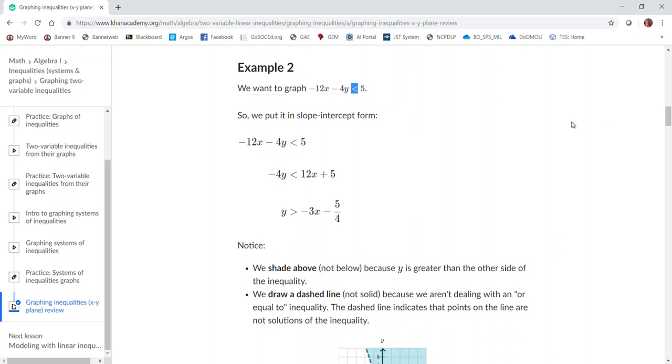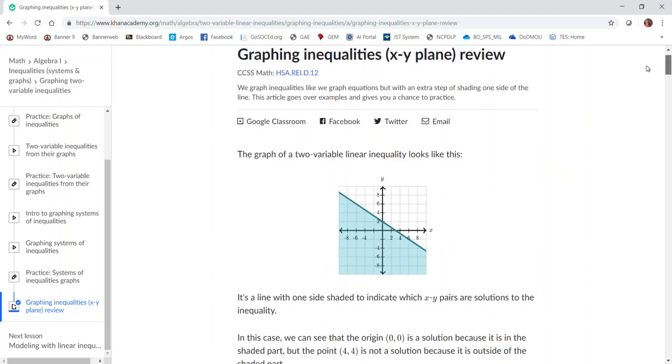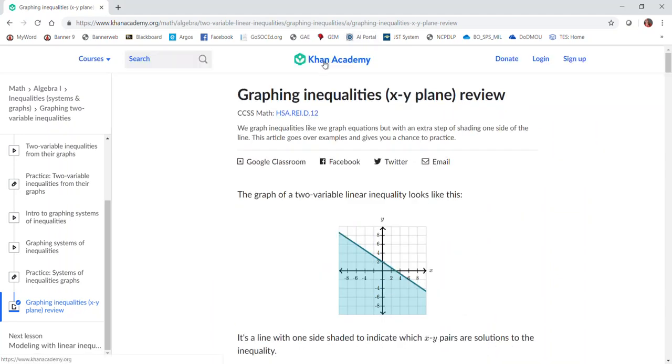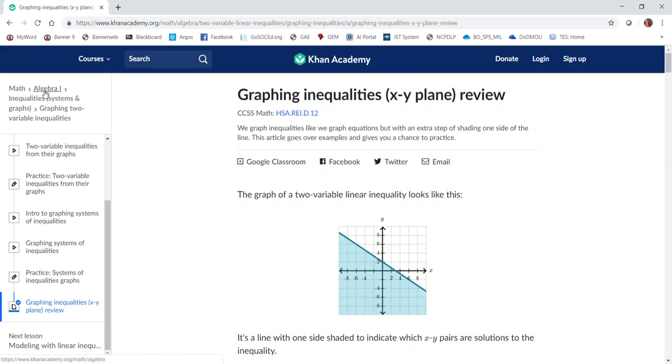So again, if you want to look for this page, just go to the Khan Academy, Math, Algebra 1, Inequality, Systems and Graphs, Graphing Two Variable Inequalities. Here is the link. If you prefer to just type the link, just stop the video, please, and then search for that link.